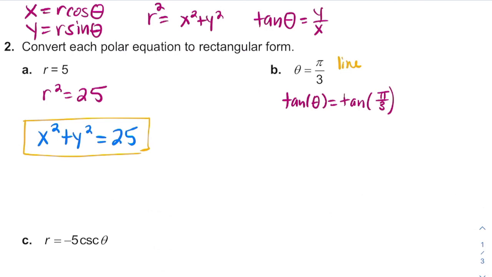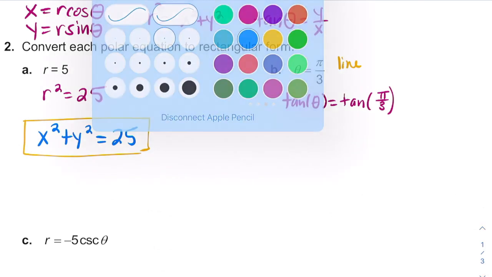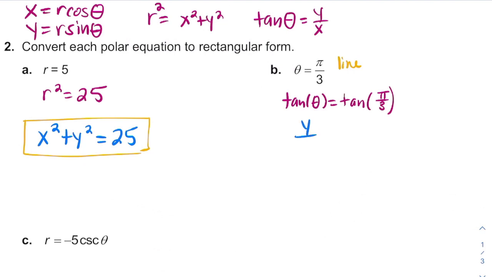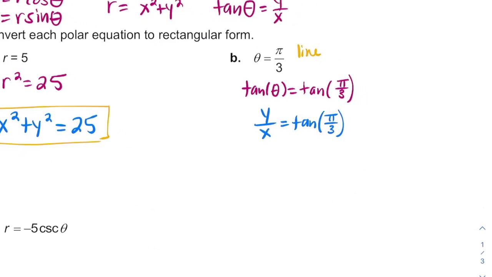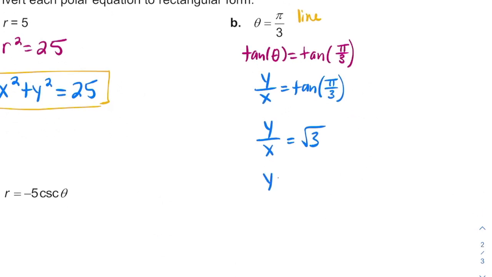Now I have something that I recognize. The tangent of theta is the same as y over x. So let's make a replacement. That means y over x is equal to the tangent of pi over 3. Now, if you never bothered to learn your tangents, this is going to be tricky. Going to our unit circle, you could also do y over x, but the tangent of the positive pi over 3 is root 3. So this is the tangent of x is the square root of 3. And then with any good equation in rectangular form, we want to solve it for y if possible. And so here, multiply by x, this gives us that y is equal to the square root of 3x.